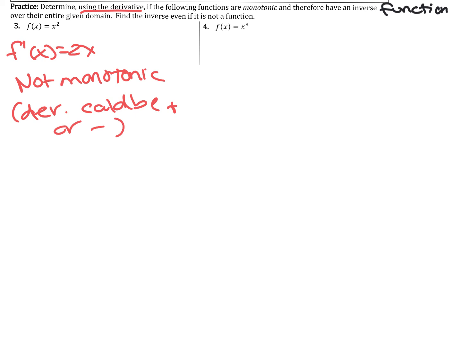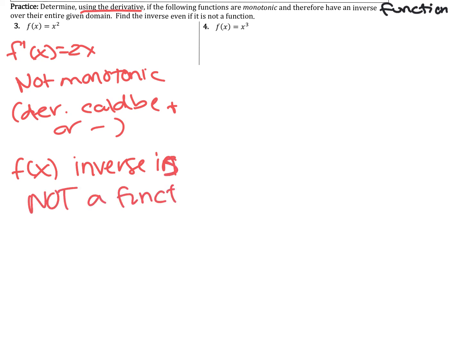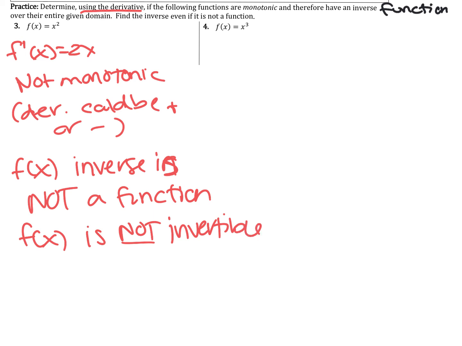If it's not monotonic, that means that f of x, that its inverse is not a function. It still has an inverse. The inverse is just not a function, which also means that f of x is not invertible. But like we said, we can still find the inverse.